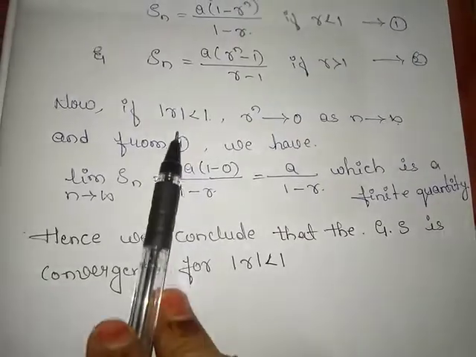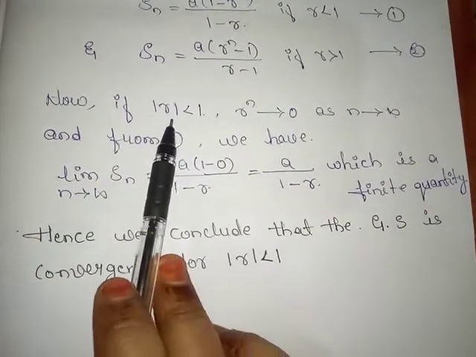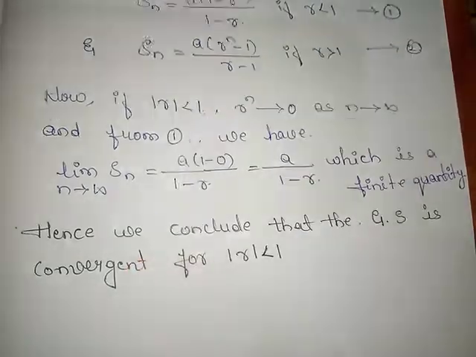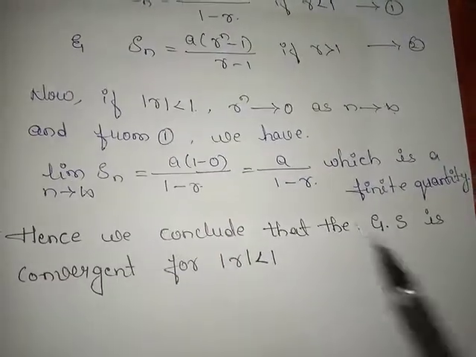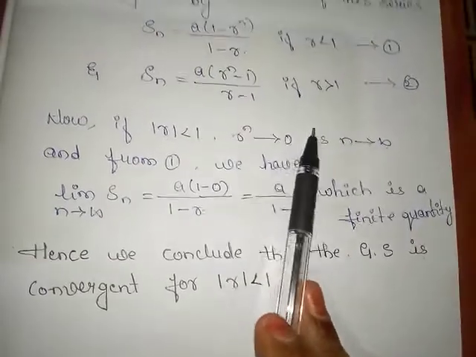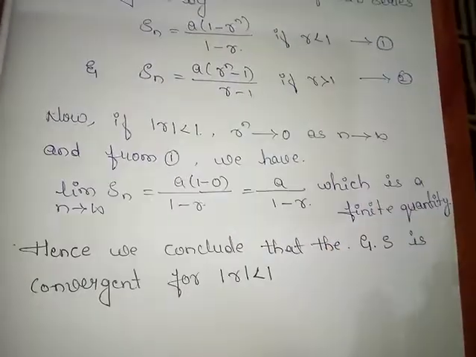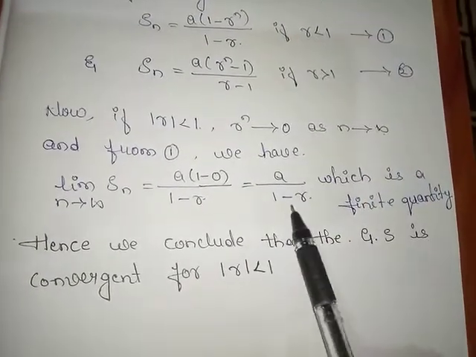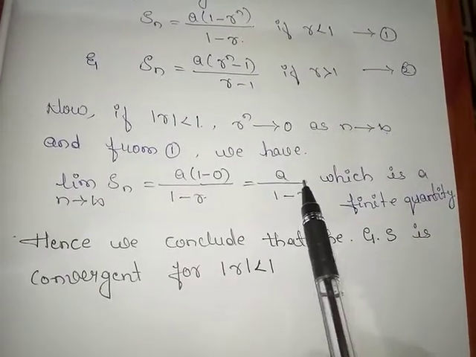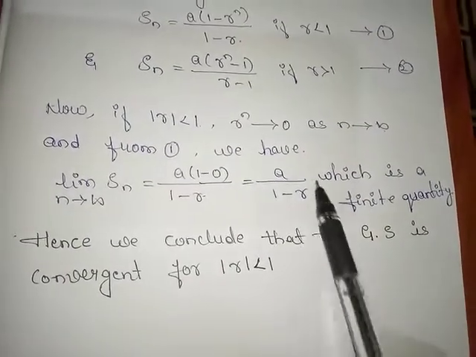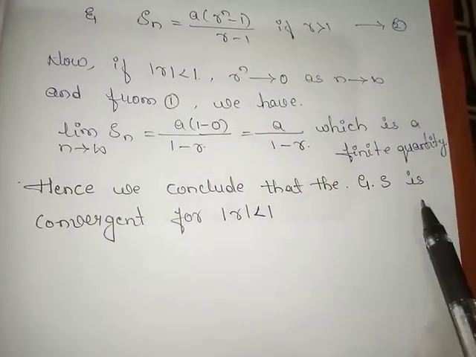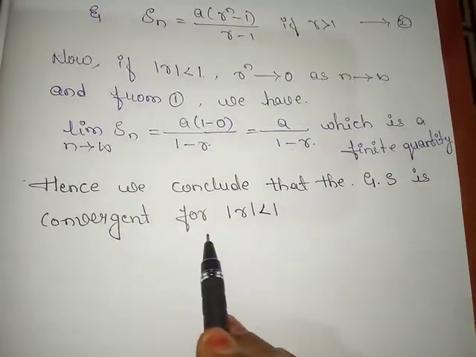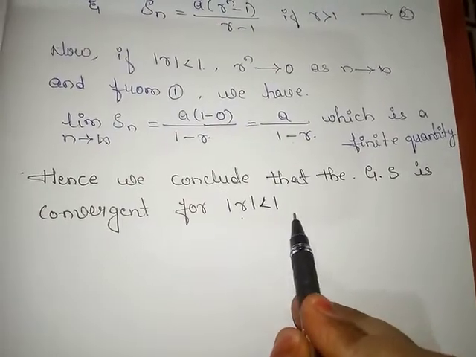First we are considering the r value as mod r less than 1. When mod r is less than 1, as n tends to infinity, r raised to n is 0. Apply this result in the first formula, and we will get a divided by 1 minus r, which is a finite quantity, which concludes that this geometric series is convergent for mod r less than 1.